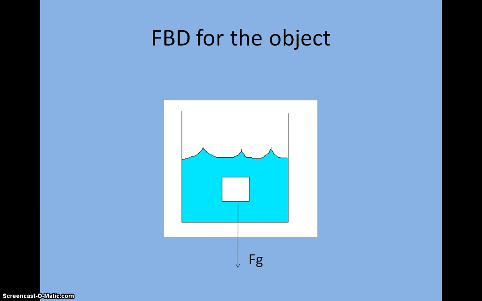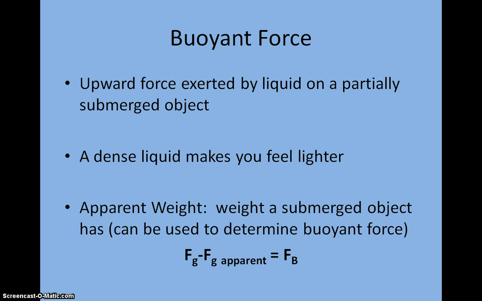However, it's not falling down, so there must be some equal and opposite force that's causing it to remain in this static equilibrium. So that force must be upwards, right? And that force is called the buoyant force, and I usually write it with an F sub B. Now, the buoyant force is an upward force that is exerted by a liquid on a partially or completely submerged object.